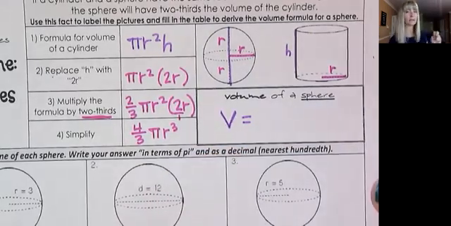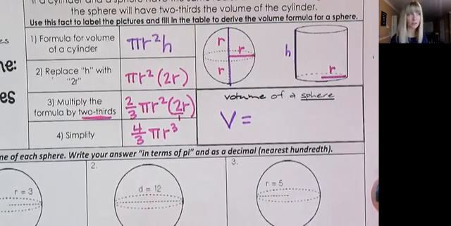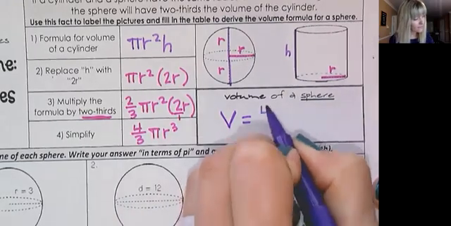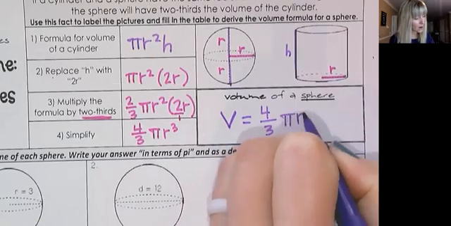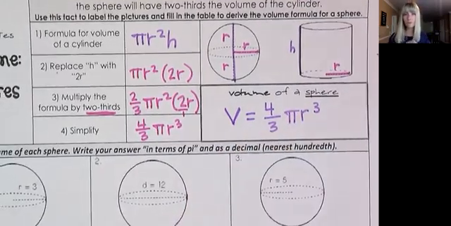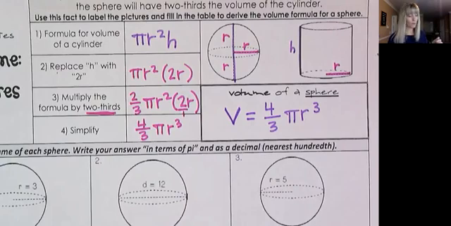Cylinder is pi r squared h. Cone is 1/3 of that, 1/3 pi r squared h. You still need the r and you still need the h for a cone. For a sphere, it is 4/3 pi r cubed. 4/3 pi r cubed. Okay, one more formula.